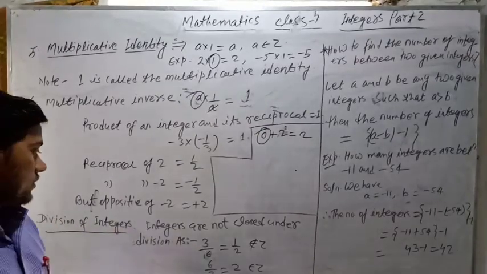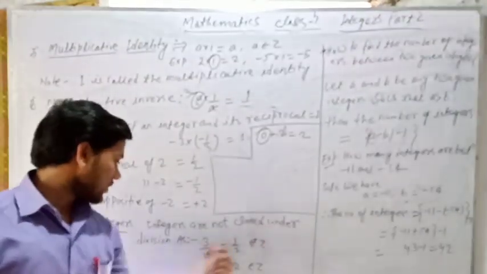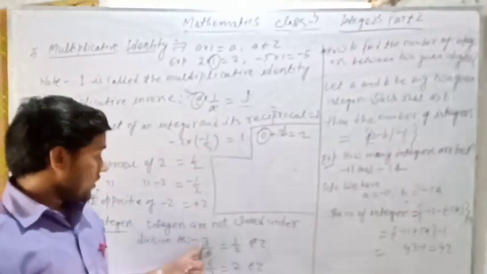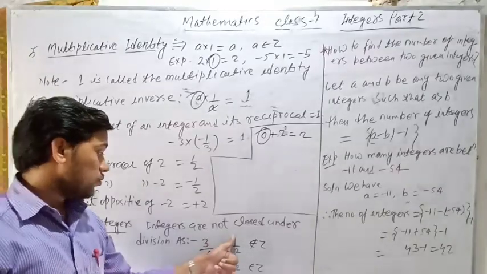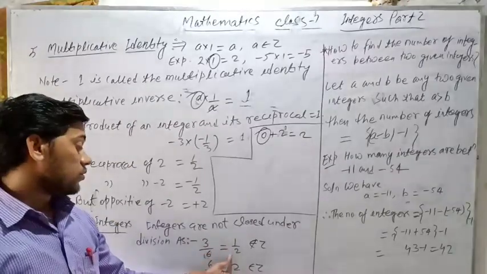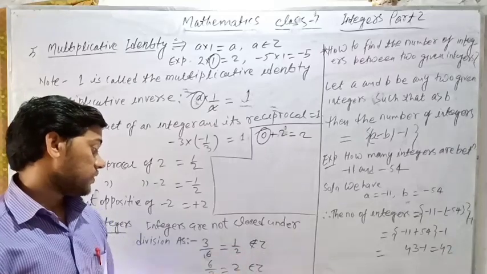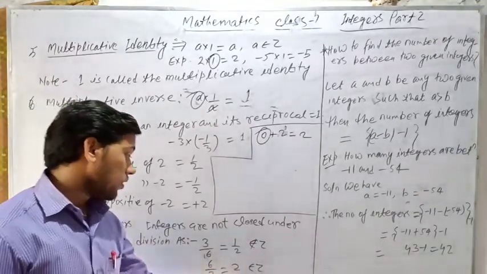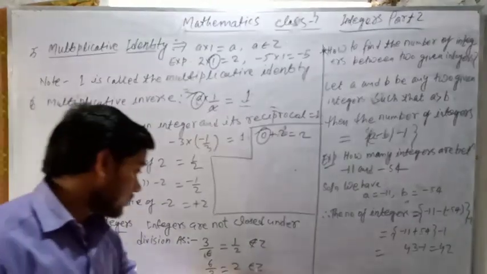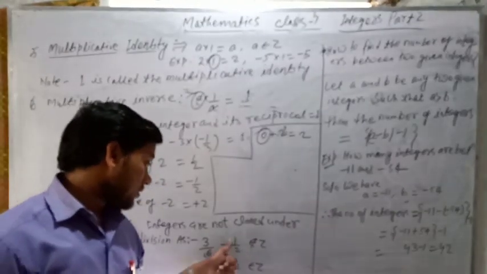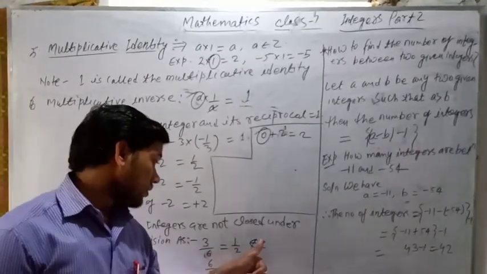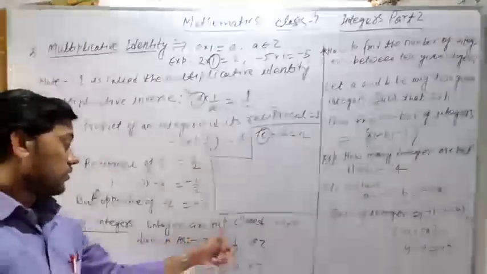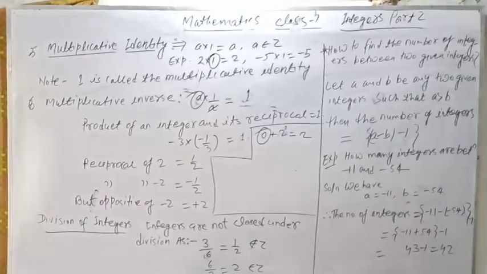So reciprocal and opposite are both different. Division of integers: integers are not closed under division. For example, 3 upon 6 is equal to 1 upon 2, and 1 upon 2 does not belong to Z. 6 upon 3 is equal to 2, and 2 belongs to Z. But 1 upon 2 does not belong to Z. So integers are not closed under division.